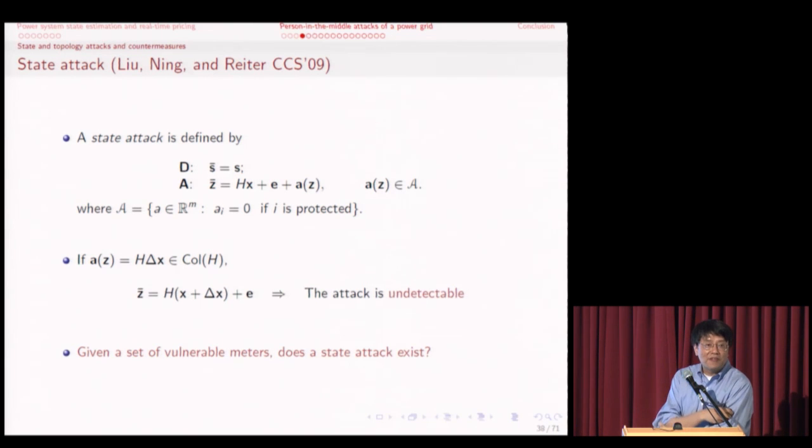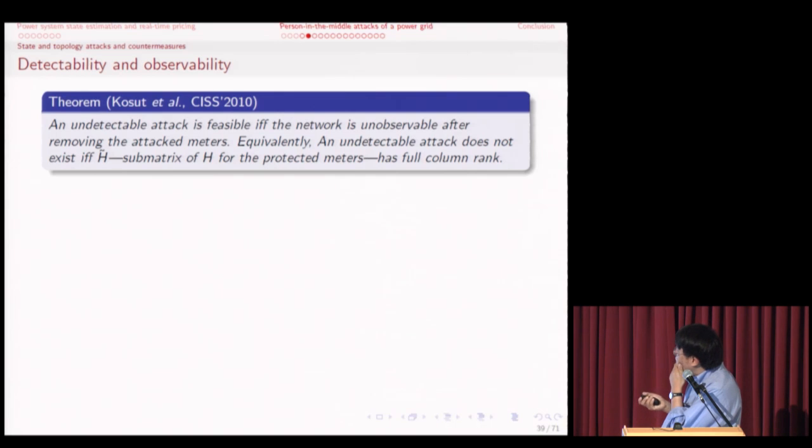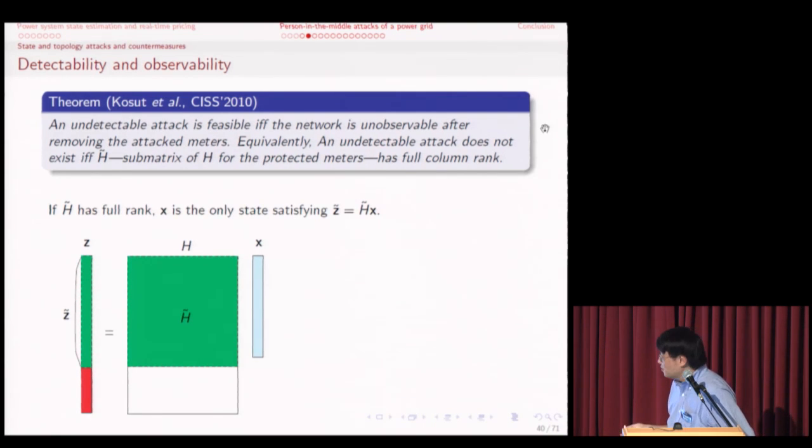So given a set of meters that you allow an adversary to have access to, or that are not protected, one may ask, when does this condition exist? So when is it possible to actually launch an attack that cannot be detected? This, in fact, has a direct connection, probably not surprisingly, to the notion of observability. Okay? Essentially, it says that if I have, this is the system matrix. Okay? So this is the set of meters that are not protected. Now, if the meters that an adversary cannot have access to give you a submatrix that has full column rank, then no matter what this adversary is trying to do, eventually it will get caught. Okay? So an attack is detectable if and only if this submatrix, which is not accessible by the adversary, has full column rank.